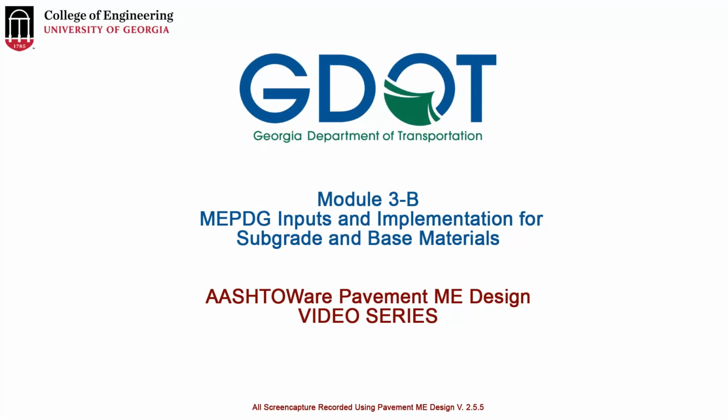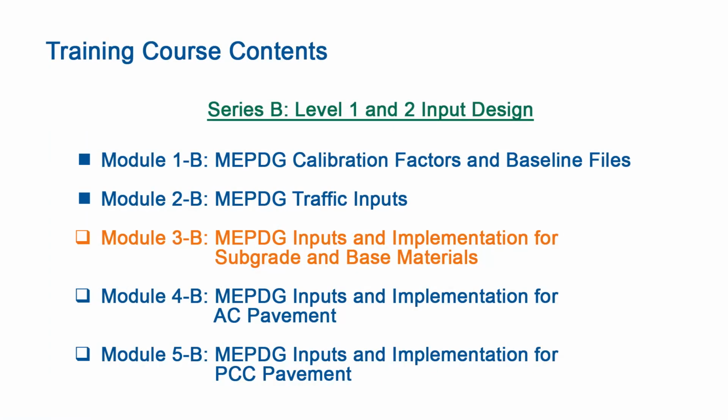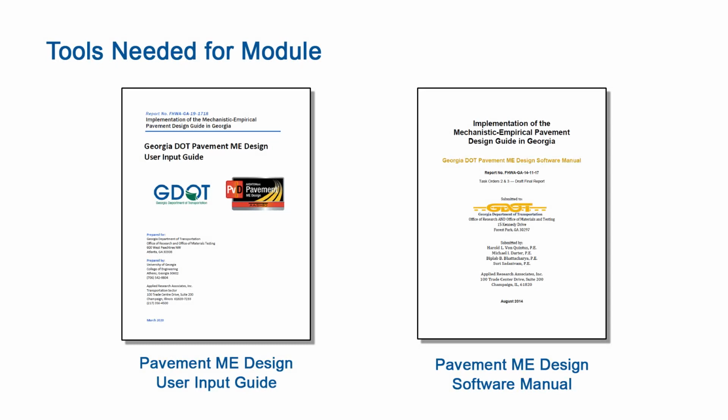This module will cover Level 1 and 2 MEPDG inputs and implementation for subgrade and base materials in AASHTOWare Pavement ME design. This is the third module in the Level 1 and 2 input series for MEPDG inputs and implementation. The GDOT User Input Guide and Software Design Manual are considered necessary tools for this module.